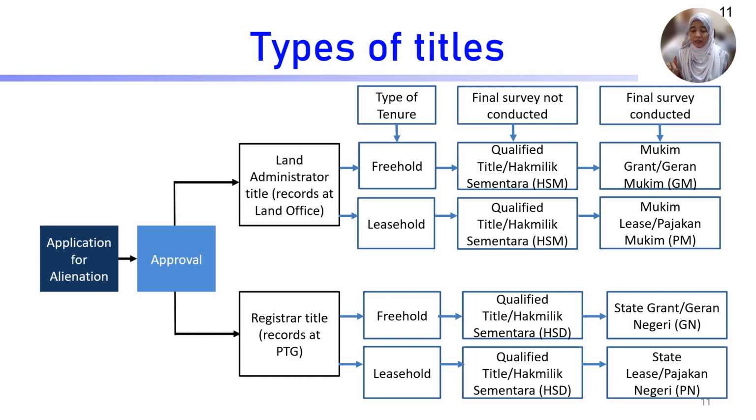Tengok situ beza dia ya. Beza dia, whereby you can see that kalau PTG dia semua negeri, at negeri punya level, state level. That's why the PTG is located at the state capital kan. And for the less important titles lah, for the country land less than 10 acres, semua tu disimpan. All the details of the titles will be kept at the land office. That's why dia pun nama dia pun mukim, geran mukim, pajakan mukim. So there you can see the distinction, yeah, between the titles.